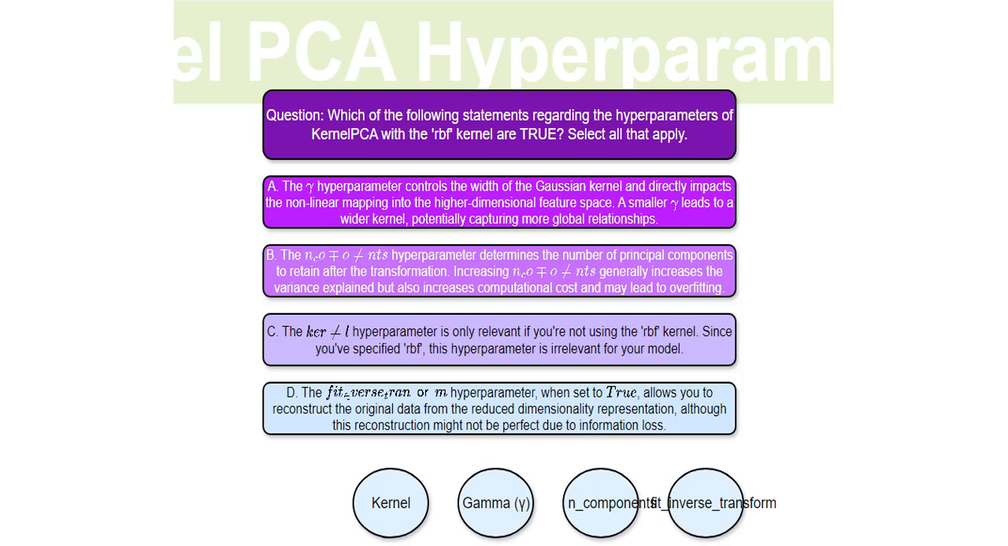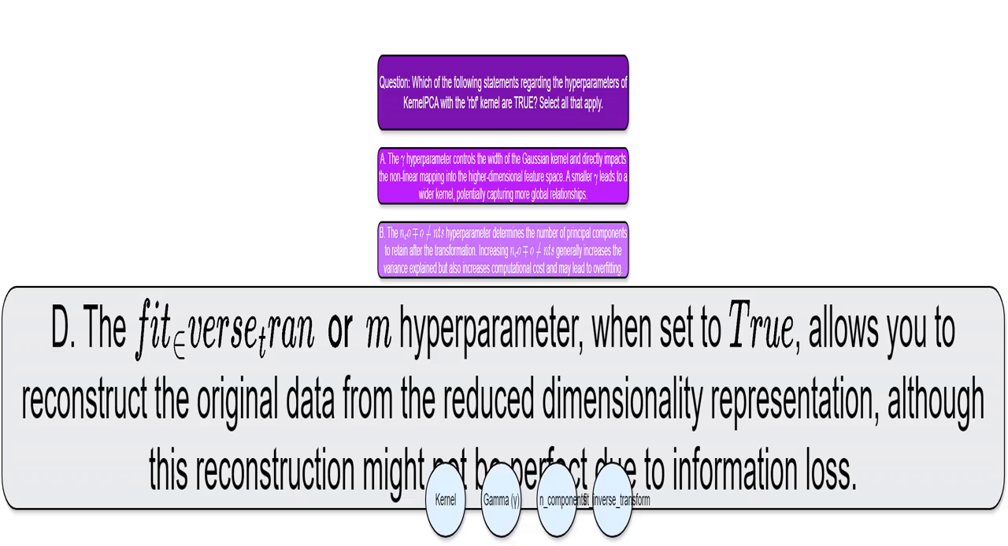I'll explain the key hyperparameters in Sklearn's KernelPCA. Think of hyperparameters as the knobs you adjust to tune your model's performance. We're focusing on the ones relevant to the radial basis function, RBF, kernel, a specific type of kernel used in KernelPCA. This hyperparameter dictates how many principal components you keep after the dimensionality reduction.